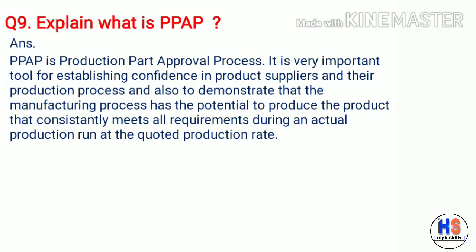The next, 9th important question is: explain what is PPAP. Its answer is: PPAP is the Production Part Approval Process. It is a very important tool for establishing confidence in product suppliers and their production processes, and also to demonstrate that the manufacturing process has the potential to produce the product that consistently meets all requirements during an actual production run at the quoted production rate.